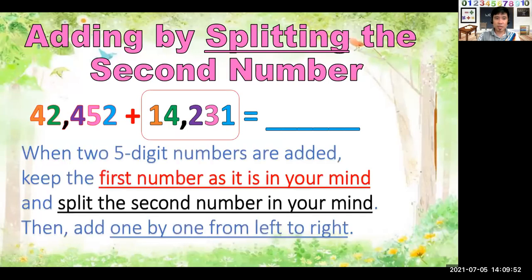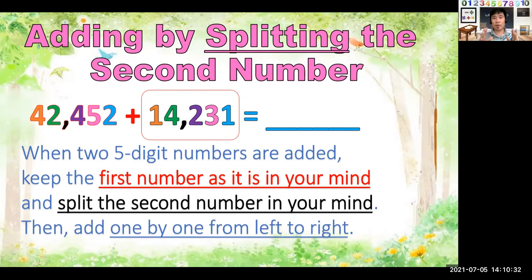I encircled it. So when two 5-digit numbers are added, both numbers are 5 digits: 1, 2, 3, 4, 5, 5-digit numbers. So when two 5-digit numbers are added, keep the first number as it is in your mind. We put it in our mind, and split the second number in your mind. It's just like, do you remember when we learned about expanded form?